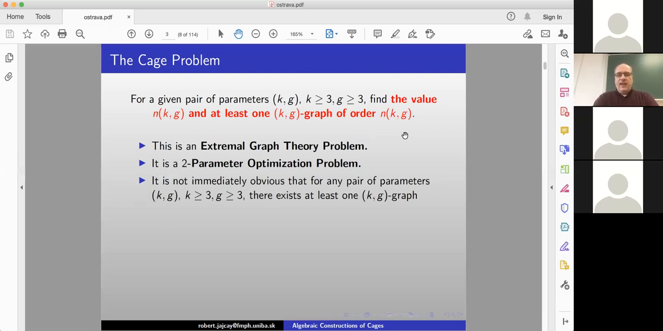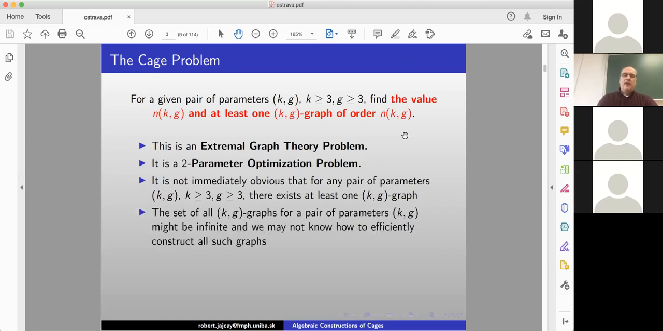I should say something that, of course, people who are working in this area already know, and that is if you just grab a pair of numbers k and g, it's not even immediately obvious that there exists at least one graph like that, with every vertex of degree k and girth g. But I will address that right away. That's a classical result. That the answer is yes. There's always plenty of graphs.